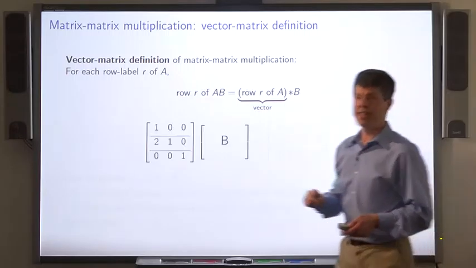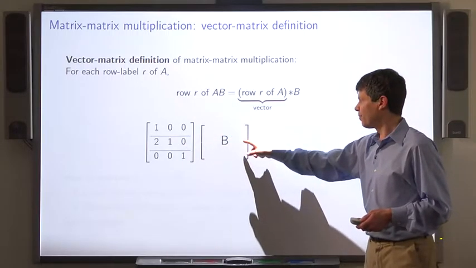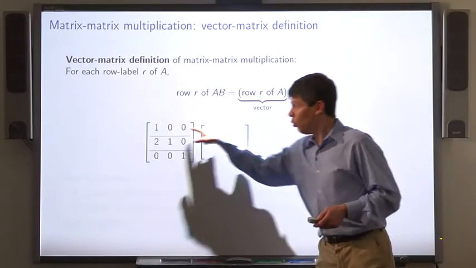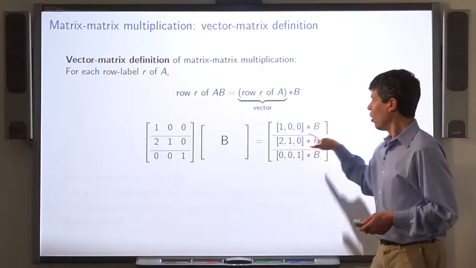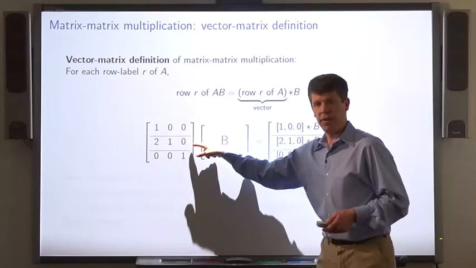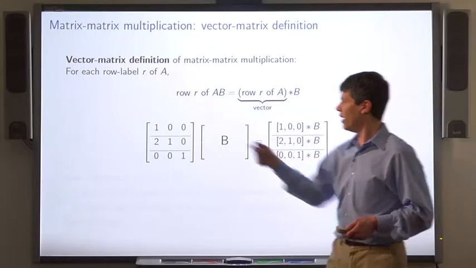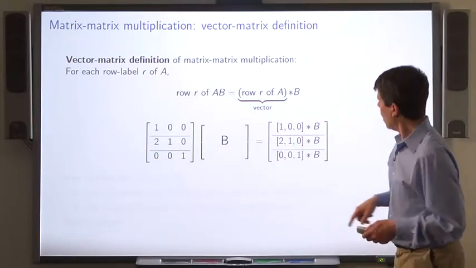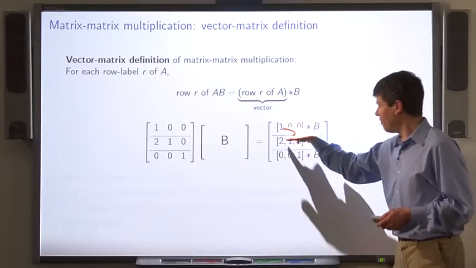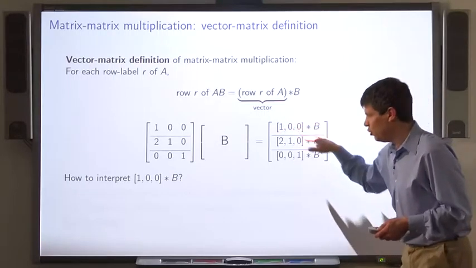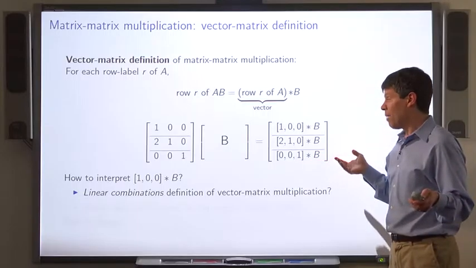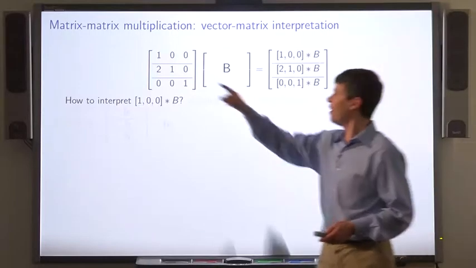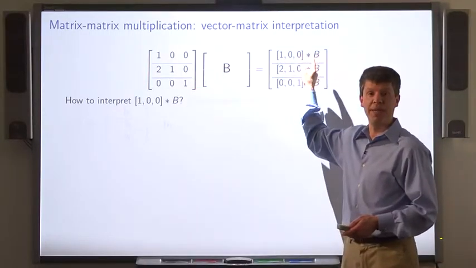So for example, let's say we're multiplying this matrix by B. Row 1 of the product is row 1 of the first matrix times B. Row 2 of the product is row 2 of this matrix times B. And row 3 of the product is row 3 of this matrix times B. How do we interpret this product? This is a vector matrix product, and we can use either of our definitions, the linear combinations definition or the dot product definition. Either one will do. So we defined a matrix product in terms of some vector matrix products.